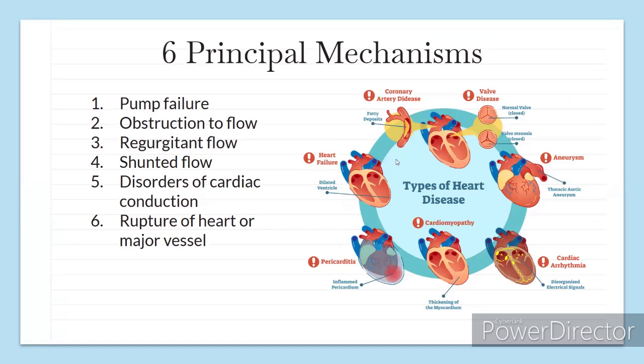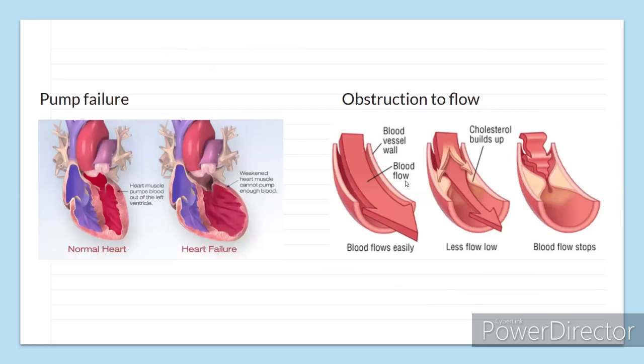So there are 6 principal mechanisms that can indicate damage or disease in the heart: pump failure, obstruction to flow, regurgitant flow, shunted flow, disorders of cardiac conduction, and rupture of heart or major vessel. We're going to go over each of these mechanisms a little. First, we have pump failure.